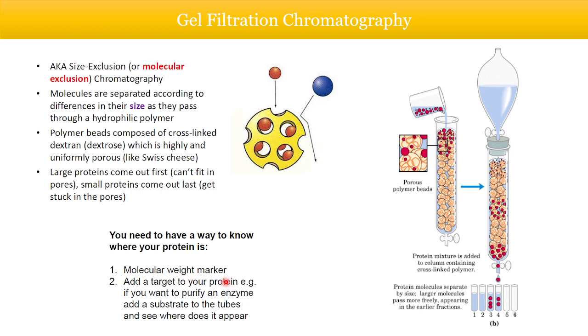You have a molecular weight marker. You add a target to your protein. If you want to purify an enzyme, you add a substrate to the tubes and see where it appears. That is also one way.